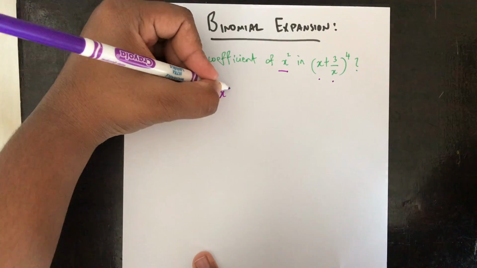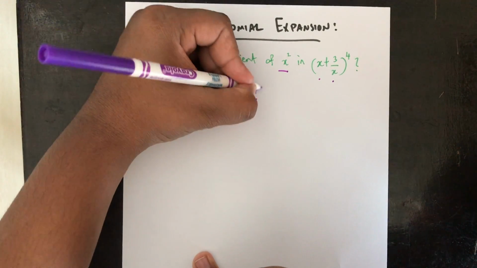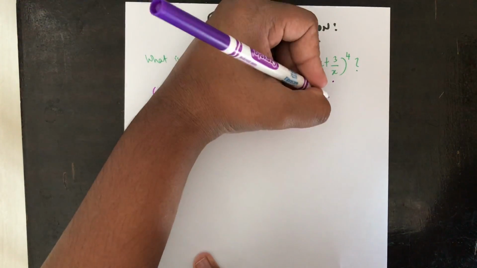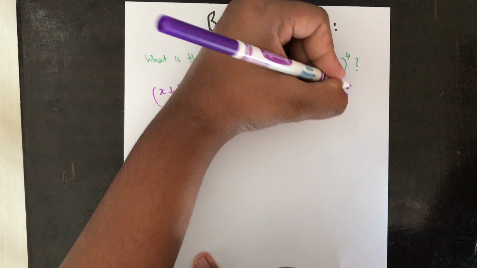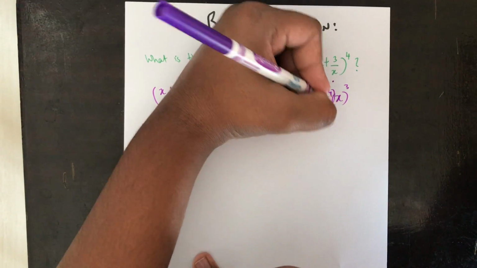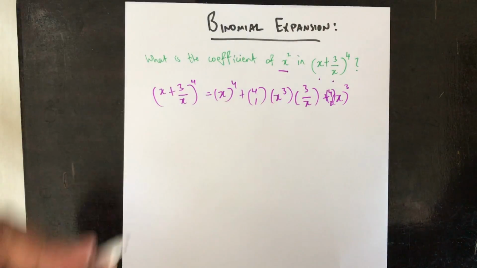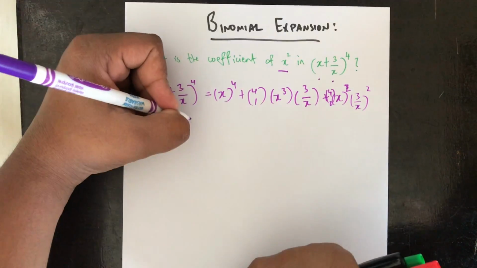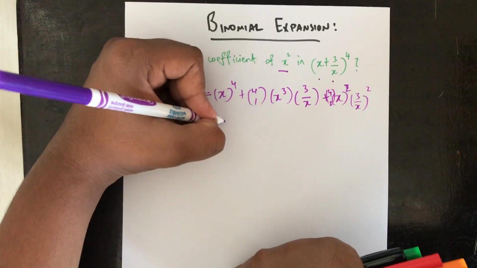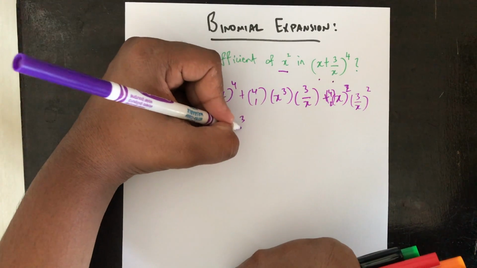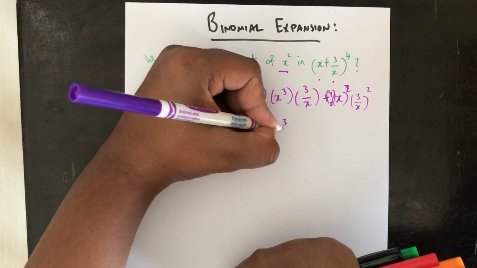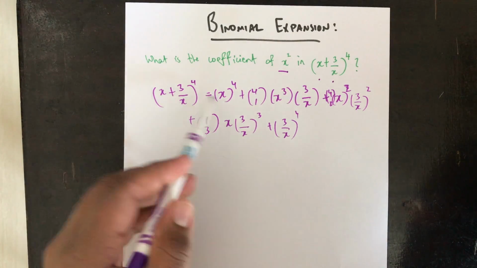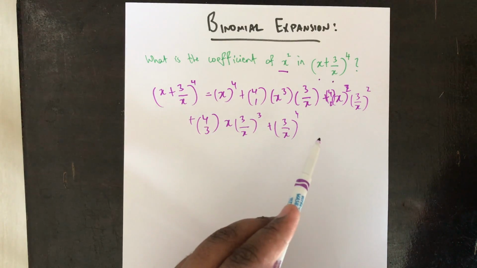So this is the same as x to the power 4, plus 4 choose 1 times x cubed times 3 over x, plus 4 choose 2 times x squared times (3 over x) squared, plus 4 choose 3 times x to the power 1 times (3 over x) cubed, plus (3 over x) to the power 4. I've just expanded this by use of the binomial theorem.